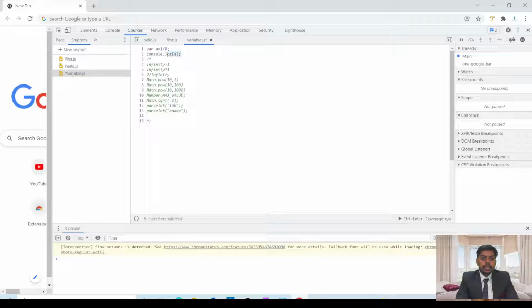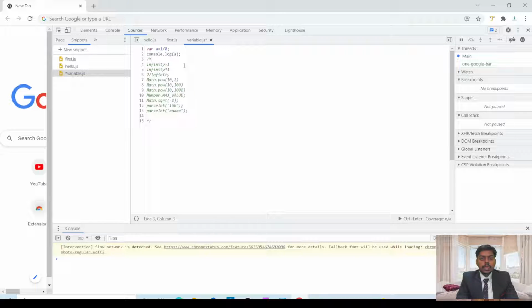So first, this part we will be seeing, and this whole part is now commented. So this will be ignored by the compiler. Only this will be executed by the compiler. So what do you expect?